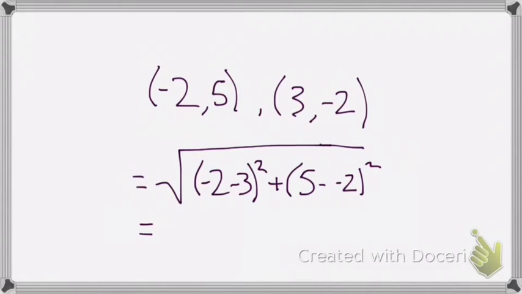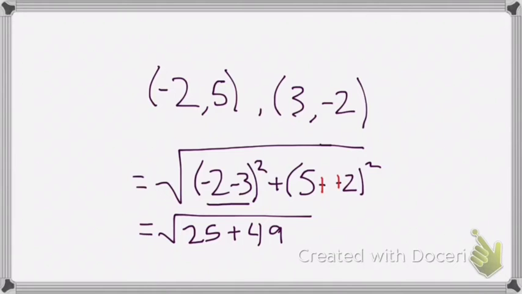So now if we simplify, do inside the parentheses first, so -2 minus 3 comes out to -5, and then -5 squared would be positive 25. Then on the other side we have 5 minus a -2. We should remember whenever you subtract a negative, you add. So this turns into 5 plus a positive 2, which is 7. 7 squared is 49.